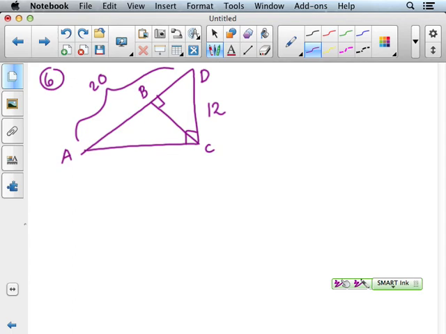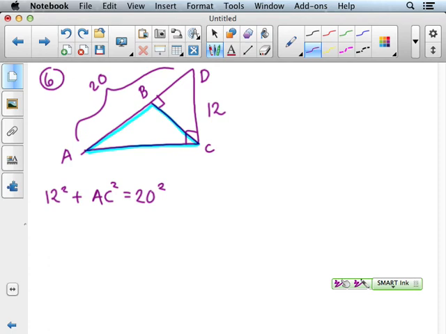Alright, so I know that to find the perimeter of triangle ABC, I need to know the length from A to B, from B to C, and from A to C, because that's how we find perimeter. We add up the lengths of all the sides. So I'm going to start out with the Pythagorean theorem to find the length of AC. So we'll say 12 squared plus AC squared equals 20 squared.